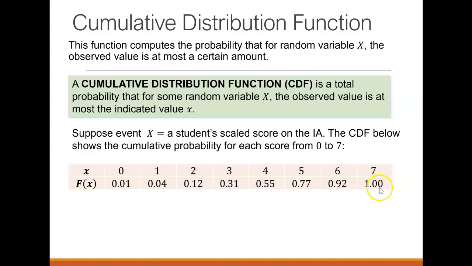Notice when we get to a 7, what's the probability there? 100%, because the probability of getting at most a 7 means you got a 0, 1, 2, 3, 4, 5, 6, or 7. Am I saying at least? I mean at most, right? Oh yeah, sorry, that's the wrong verbiage. Excuse me.